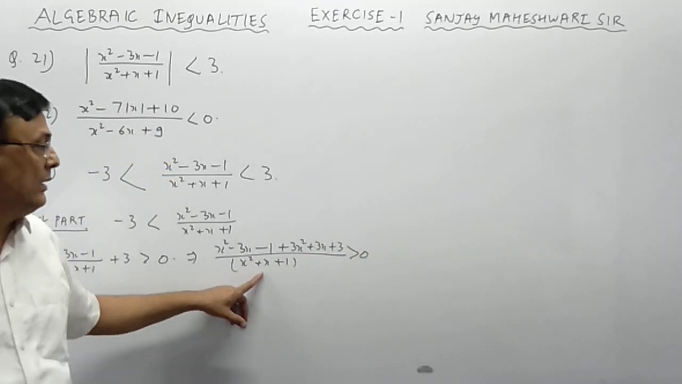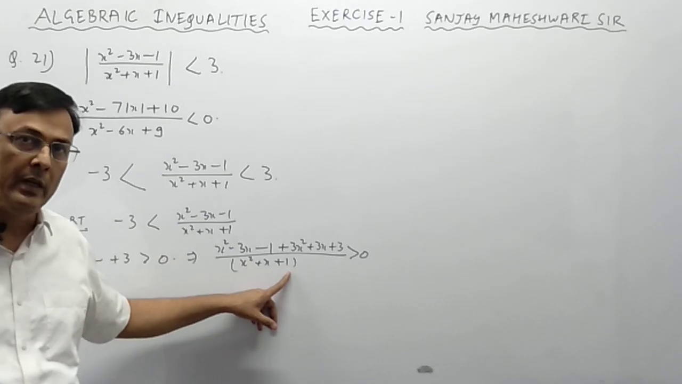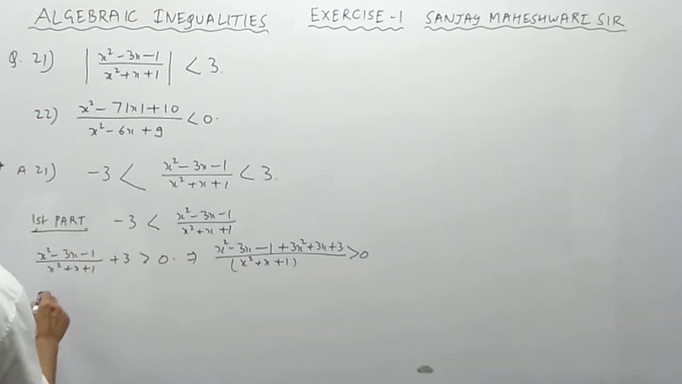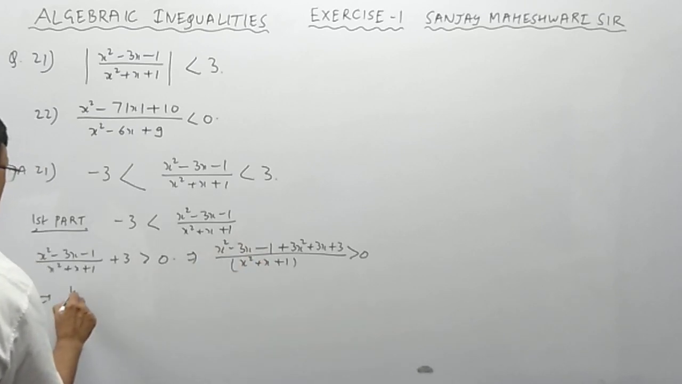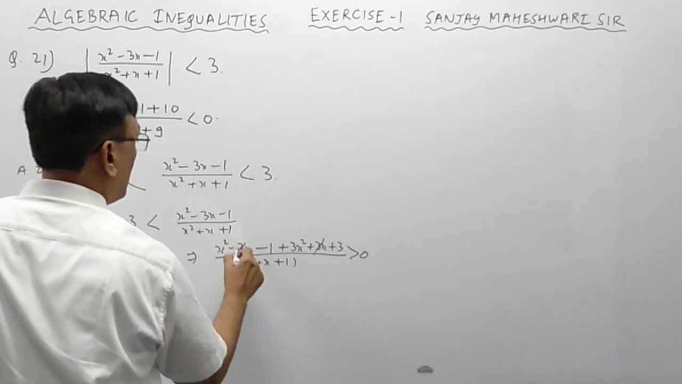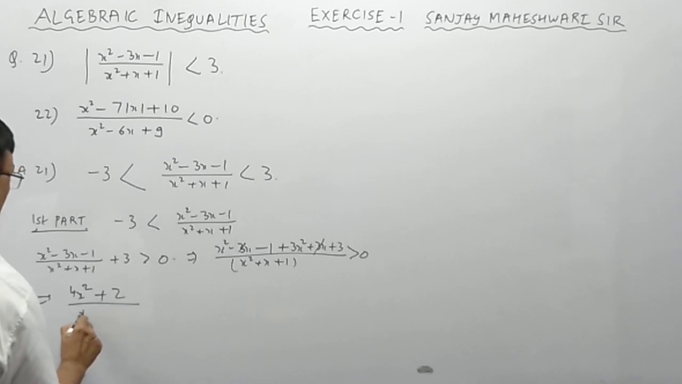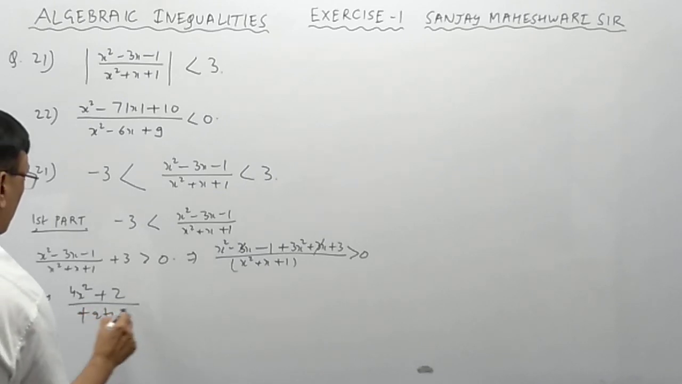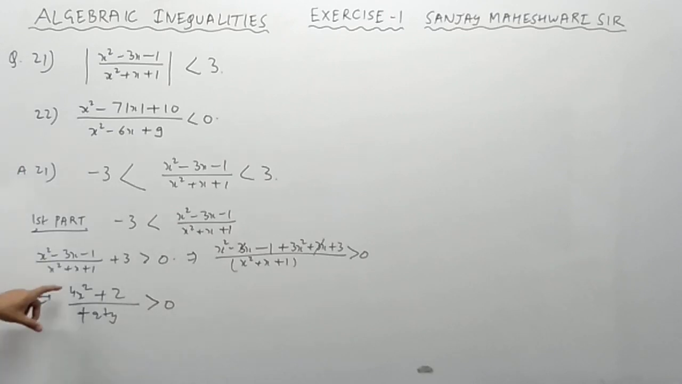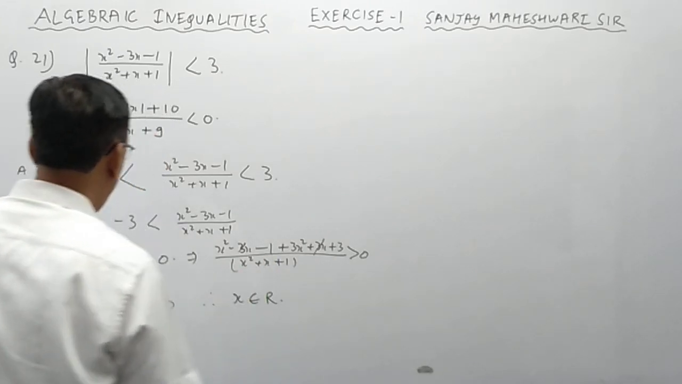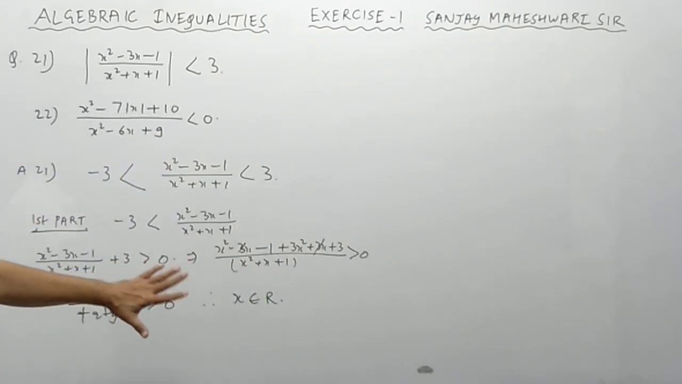Here you can see that x square plus x plus 1 is a positive quantity because the discriminant is negative. So what do we get? We get here 4x square plus 2, a positive quantity, greater than 0. This again is a positive quantity, 4x square plus 2. It is always greater than 2. So we get x belongs to R. For all values of x, this is true.